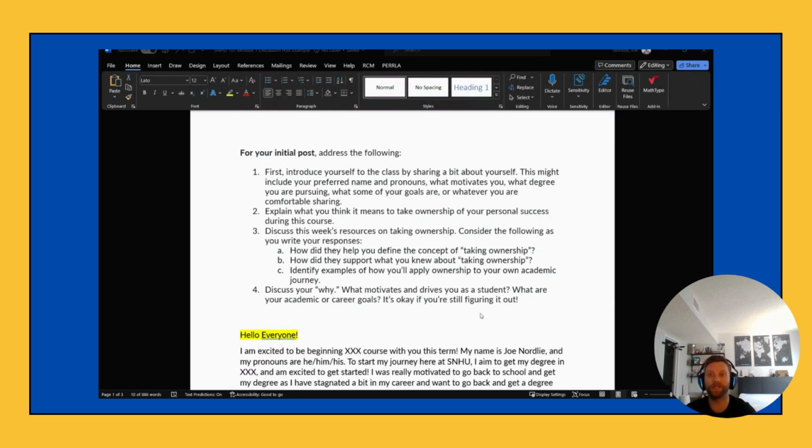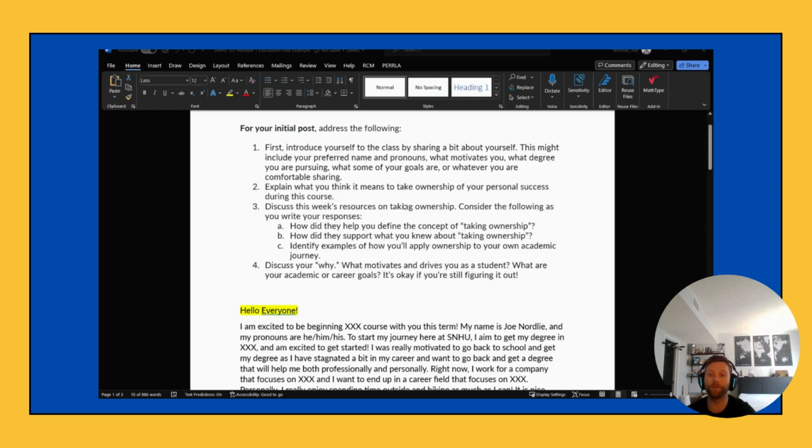in order to achieve full points on the assignment. Now, as we take a look at the bullets here, it asks you to introduce yourself, to talk about what you think it means to take ownership of success during this course, to write about the resources that you read about, and then to talk about your why. What is that motivating factor that really wants to keep you in school here? So, those are the four separate bullet points.